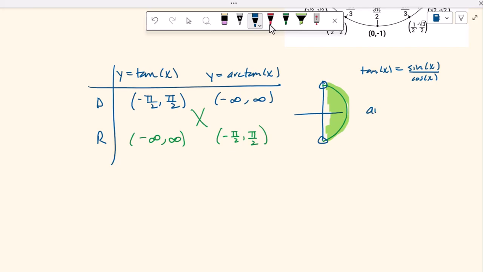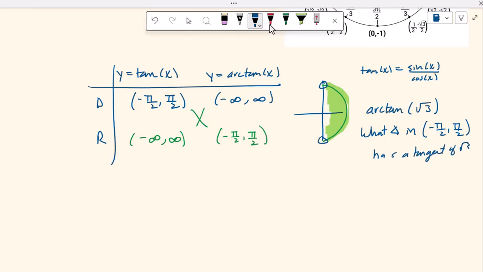Let's look at arctan, and let's do square root of 3. So this means what angle in the interval from negative to positive pi over 2, points not inclusive, has a tangent of square root of 3. Okay, so let's go ahead and put up that unit circle.